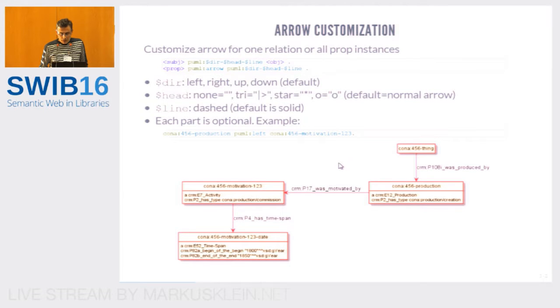Now, we can do a bit with the arrows. For example, change the direction. By default, the direction goes down, but in this case, supposedly this thing on the left, which was the motivation for doing the thing on the right, happened earlier in time, I just want to put it on the left to emphasize the chronological order. We can also change the shape of the arrow, dashed versus solid, and that kind of stuff.